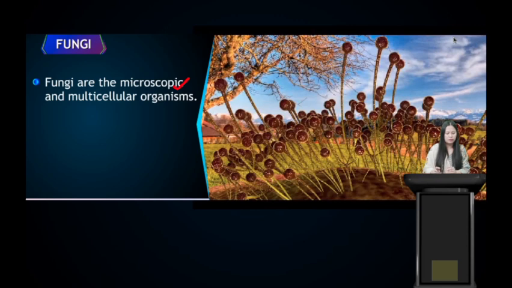Mushrooms are not microscopic. We can see them with our naked eye. So fungi can be microscopic, like yeast and mold, and they can also be more common examples like mushroom. They are multicellular, they consist of more than one cell. Fungi may live in colonies, as we can see here.